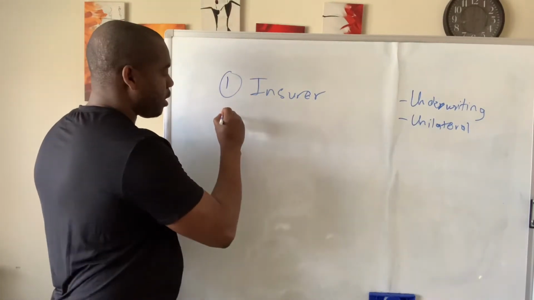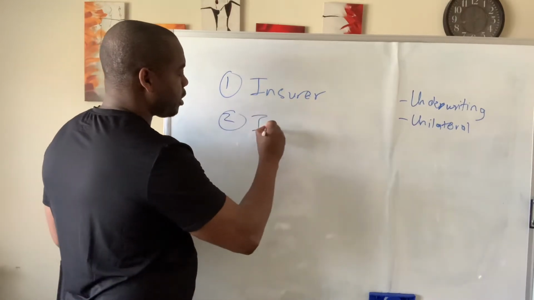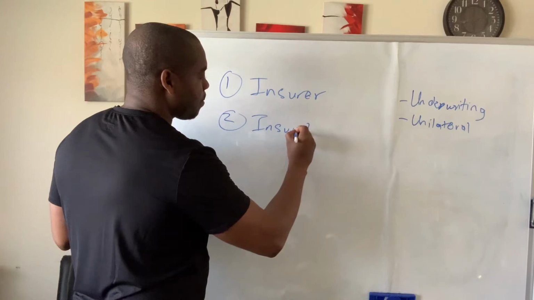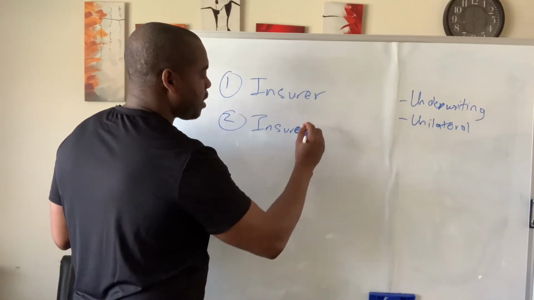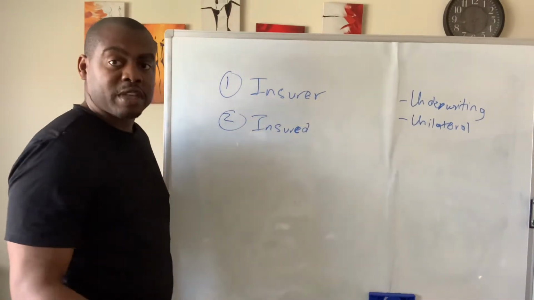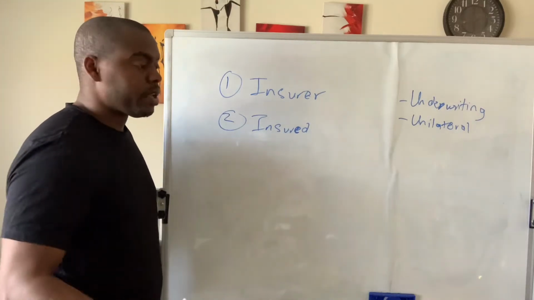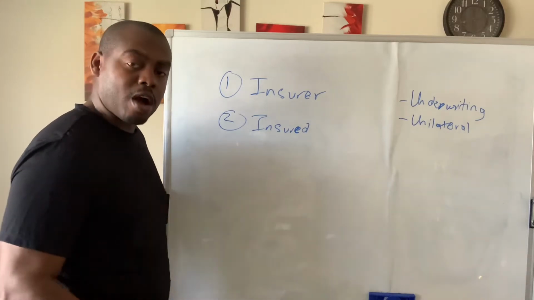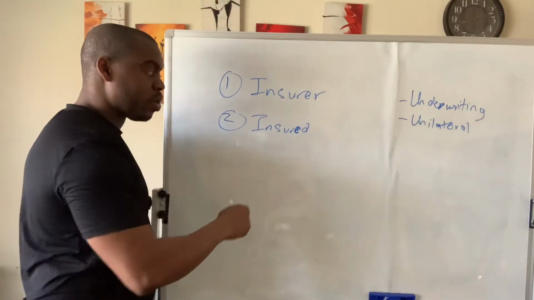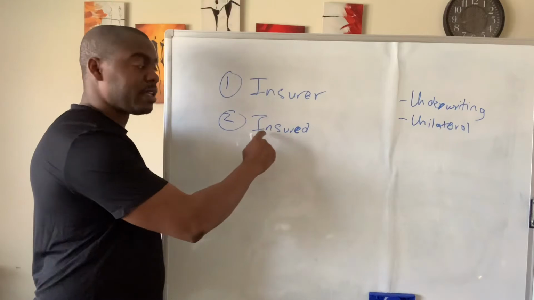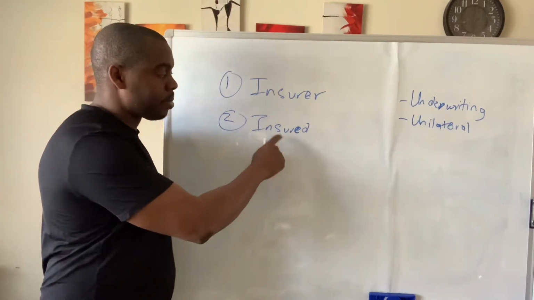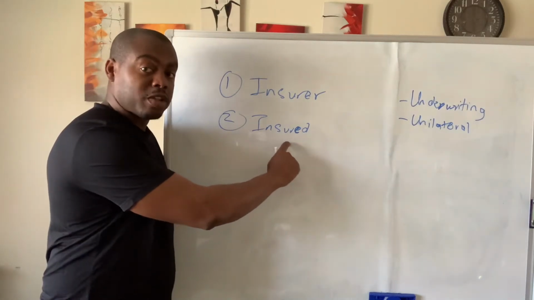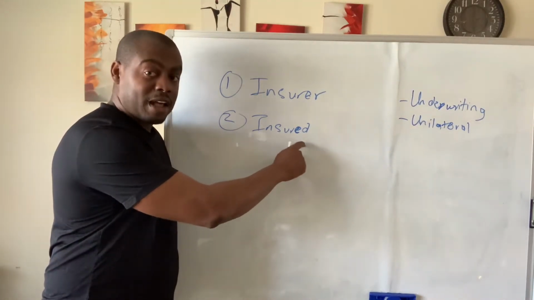Okay, all right, next is the insured. The insured is the person that the insurance policy is going to be on. So for example, in your auto insurance, you're the insured, you're the driver. The person that's going to drive the car is the insured. In life insurance, the person that the life insurance is going to be on is the insured. So that's the person that's going to have to answer all the health questions and all the lifestyle questions.